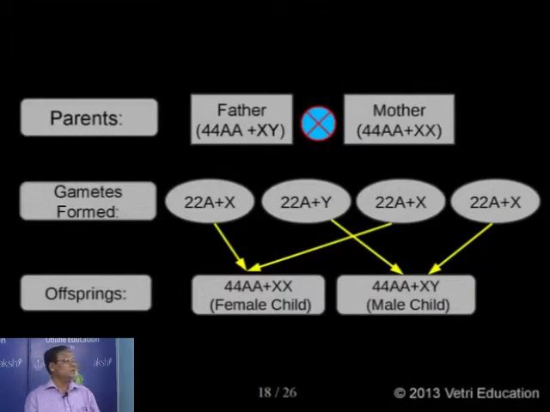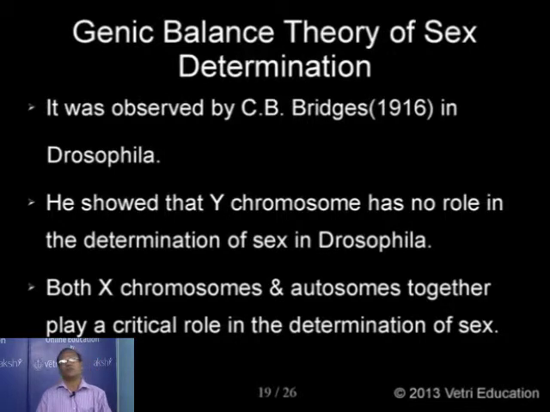This is what we have seen so far. The parents: the father has 44 autosomes and the mother has 44 autosomes. It's a very clear picture. The gametes form 2 types in the male, and there is 1 type of egg. So the offspring depends on the nature of the sperm that fertilizes the egg. If an X-bearing sperm fertilizes the egg, we have a female child, and if an androsperm fertilizes the egg, we have a male child. This is a very simple mechanism. In all these cases, the sex is determined by the nature of the sex chromosome.